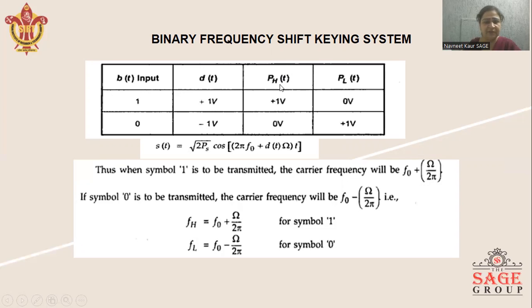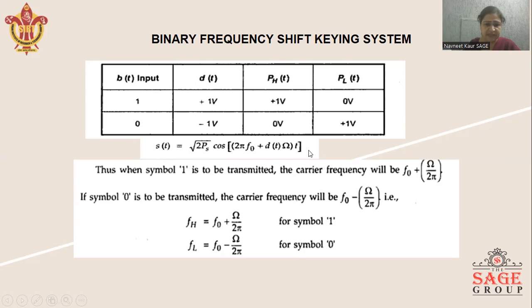Now here I am defining two more signals, PH(t) and PL(t), which are again unipolar representations of the message signal. PH(t) is 1 when the message is 1, whereas PH(t) is 0 when the message is 0. Whereas PL(t) is the complement of PH(t). That means when the message is 1, PL(t) is 0, whereas when the message is 0, PL(t) is 1.